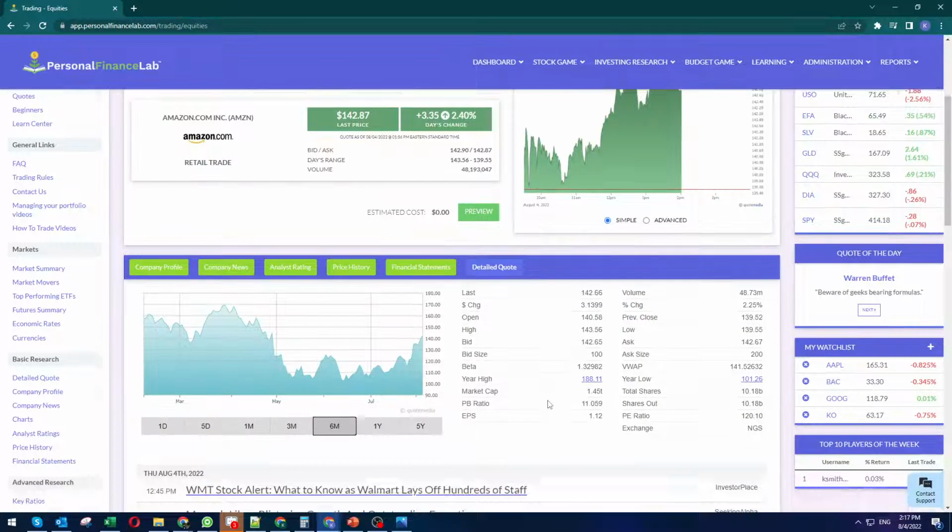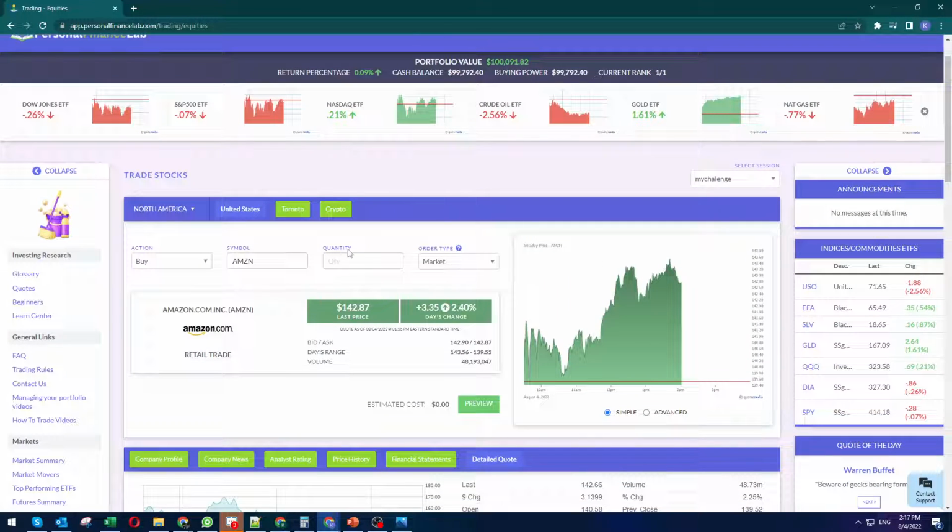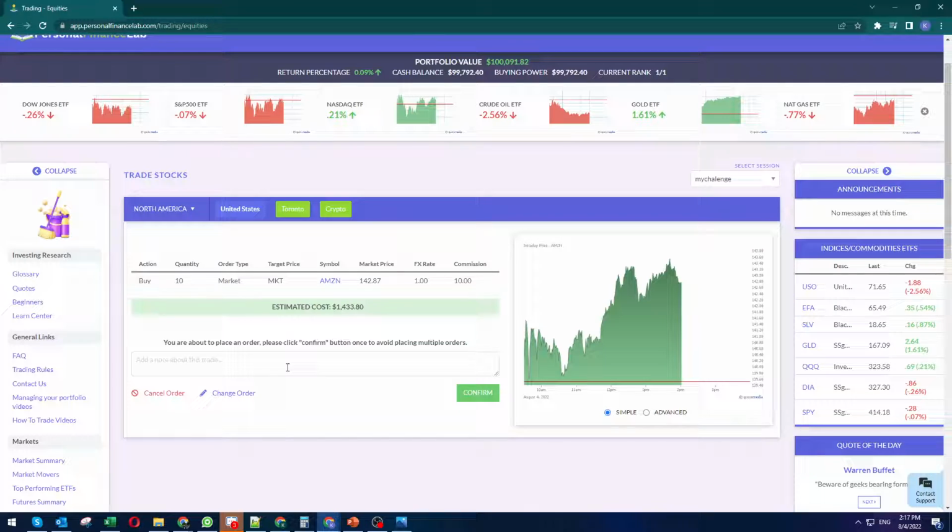When I want to trade a stock, I have my symbol already. I type how many shares I want to buy, which gives me an estimate of how much this is going to cost me. And then before I can place my trade, I need to write why I'm buying this stock. This is really important for a lot of teachers who are using the stock game to make sure students aren't just trading at random. Both the teacher and the students can refer to these later as well.